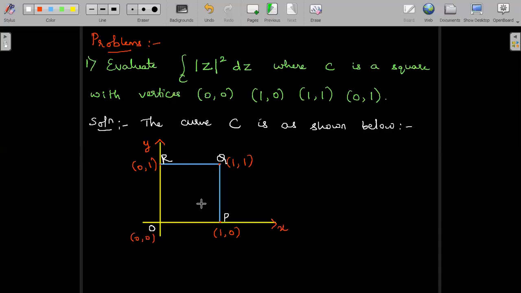I have drawn the xy axes, and plotted the given vertices: (0,0) is the origin. Then we had (1,0), which I denote by P. And then we have (1,1), which comes in the first quadrant; I denote this by Q. And (0,1) means x is 0, x is not moving, and y takes 1. Of course, this is our usual representation. When I say (1,0), x is moving 1 value and y is 0.